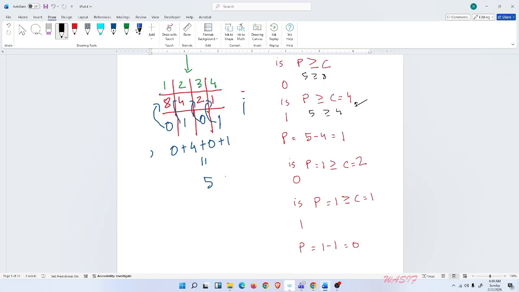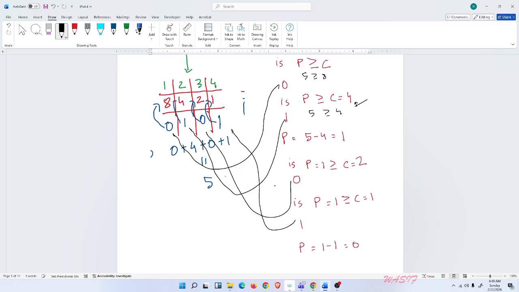So if you look at here, the first one is 0, the second one is 1, the third one is 0, the fourth one is 1.